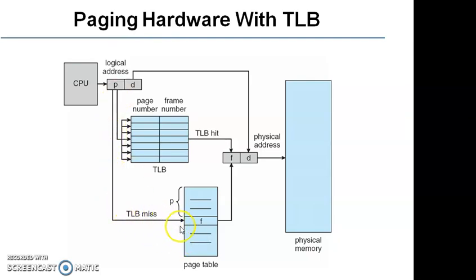It is like a regular page table search, and here we use P as an index to find the corresponding F. Using the frame number obtained either through a TLB hit or a TLB miss, we use F and the corresponding offset D, and we generate the physical address. Suppose you eliminate this TLB, it is like regular paging hardware.